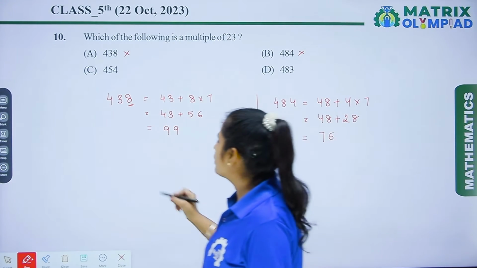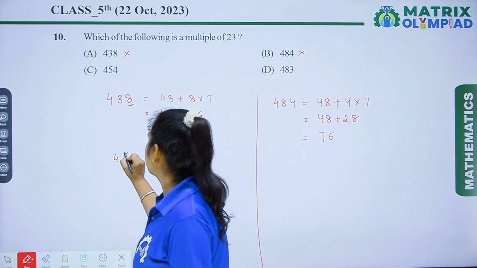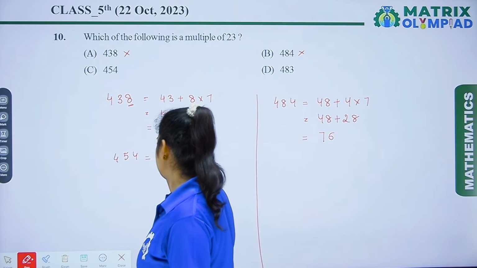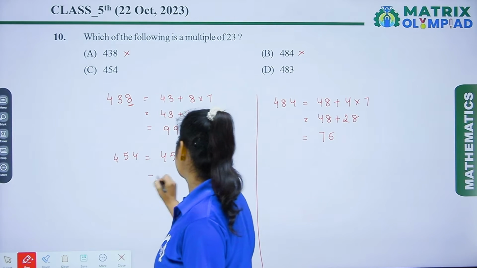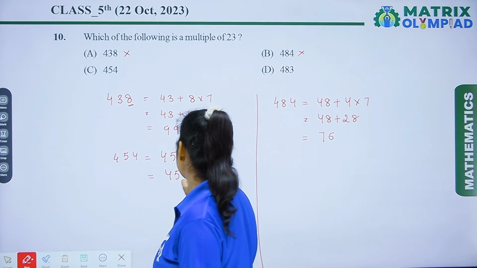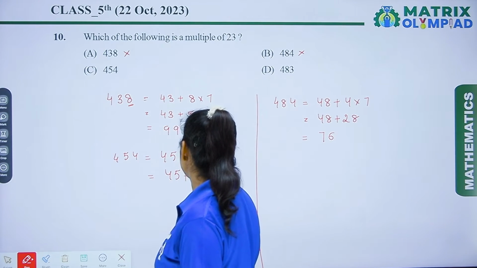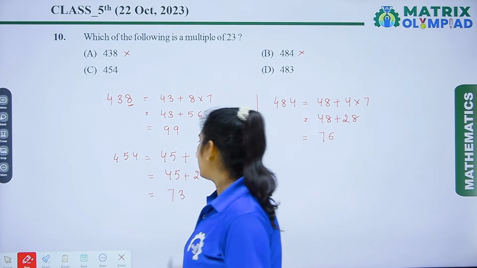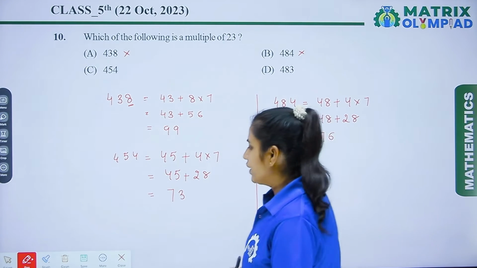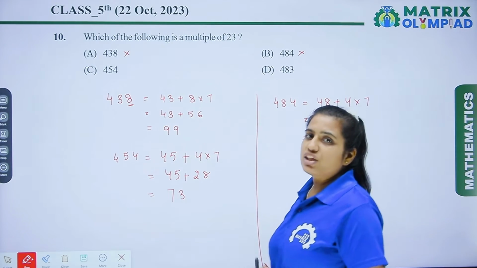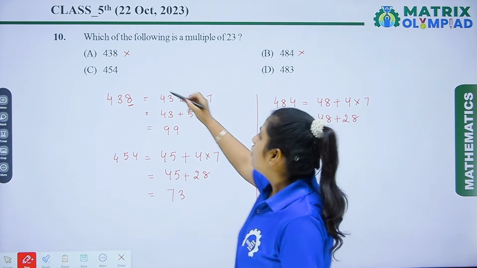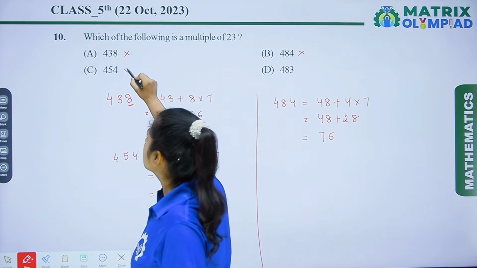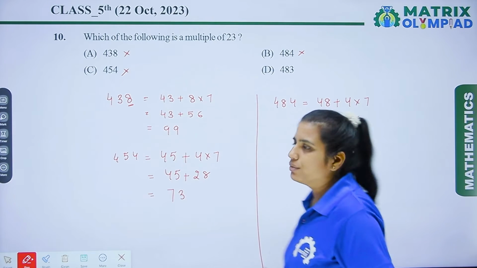Now let's move on to option C, that is 454. 45 plus 4 multiplied by 7, that is 45 plus 28. Now we get 73. 73 is also not divisible by 23. So here 454 is also not a multiple of 23.